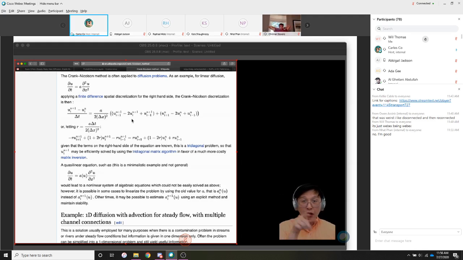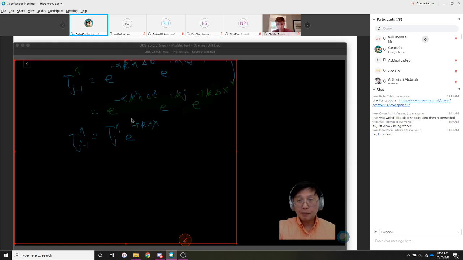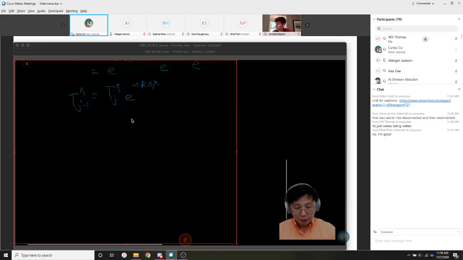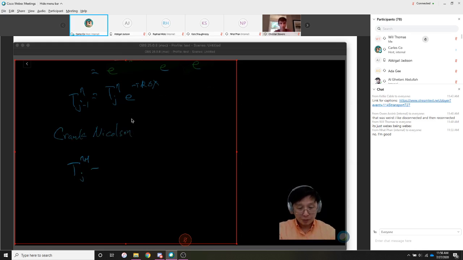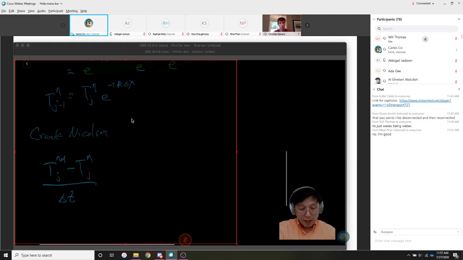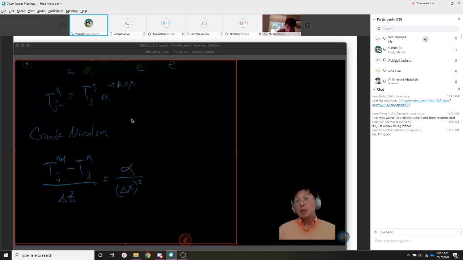So in the Crank-Nicolson approach, notice they're using U there instead of T, but let me write it down in terms of T. In the Crank-Nicolson approach, for the time step at one position over delta t, what they did is use an average of the second order finite difference at the previous time and at the following time.